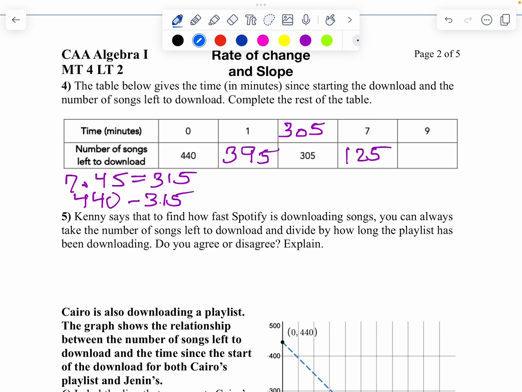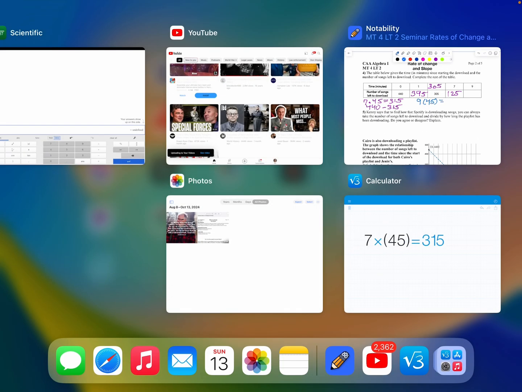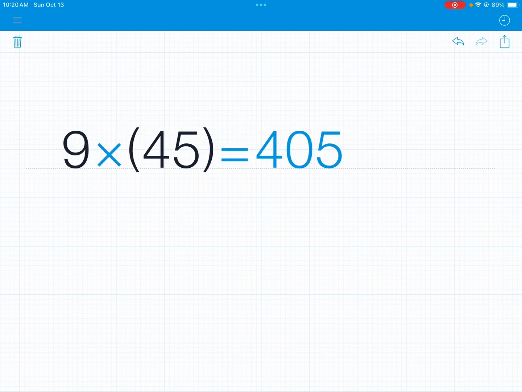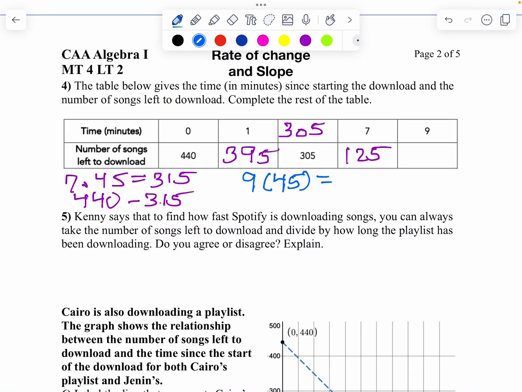Let's do the same thing for 9. First off, I'm going to find out how many songs we have downloaded in 9 minutes. So we take 9 times 45, and we get 405 songs. And we had 440 to begin with. You take 440 minus 405, and you get 35 songs left.